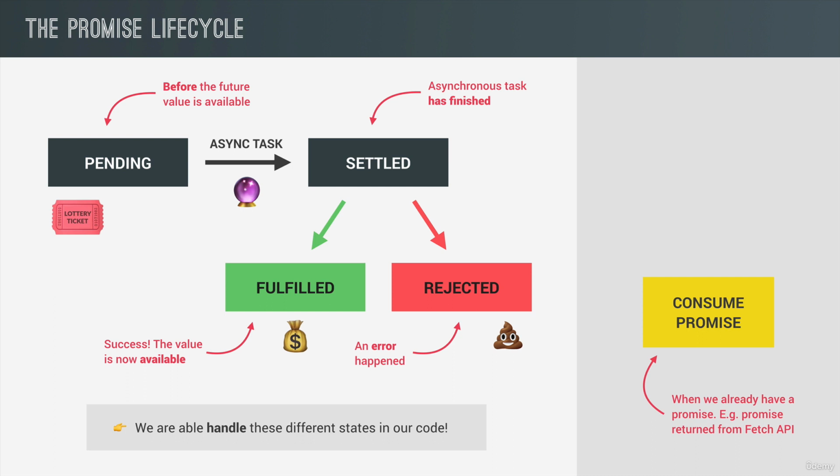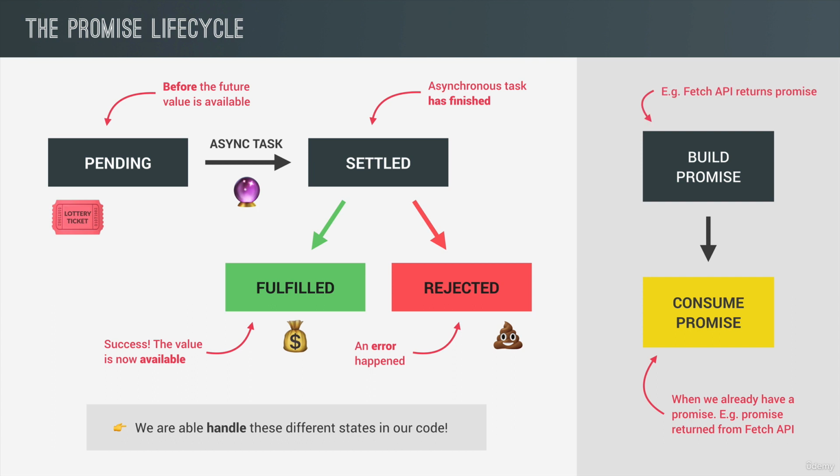But in order for a promise to exist in the first place, it must first be built, so it must be created. In the case of the fetch API, it's the fetch function that builds the promise and returns it for us to consume. So in this case, we don't have to build the promise ourselves in order to consume it. Now, most of the time, we will actually just consume promises, which is also the easier and more useful part. And so that's what we will do in the next couple of videos.